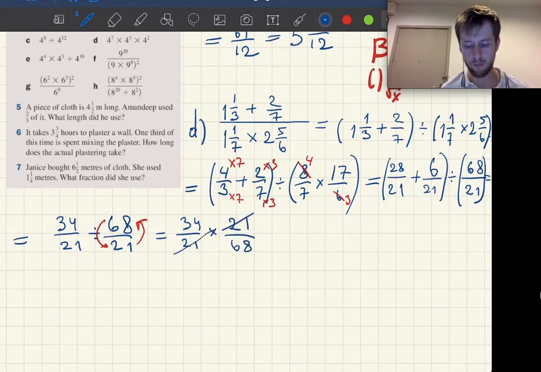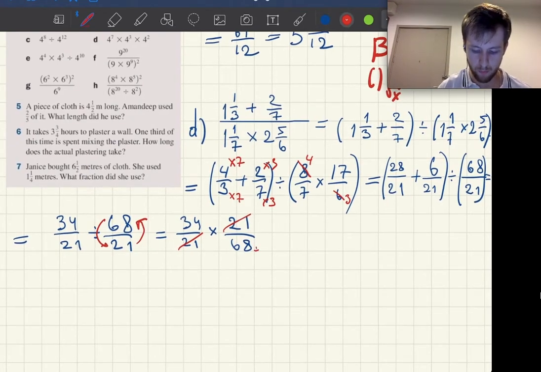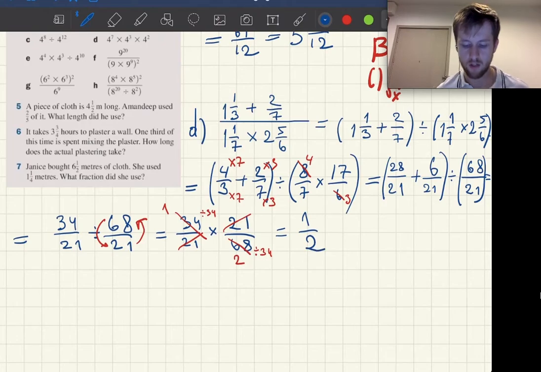This and this can be cancelled very easily, right? And actually 34 and 68, they can be divided by 2. Oh, sorry, not by 2. Actually, they can be divided by 34, both of them. And then the answer is going to be 1 here and 2 here. So the answer in the end to this scary big expression is just 1 over 2.